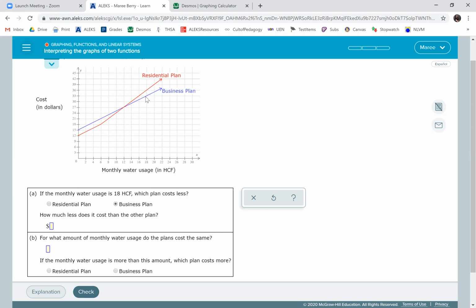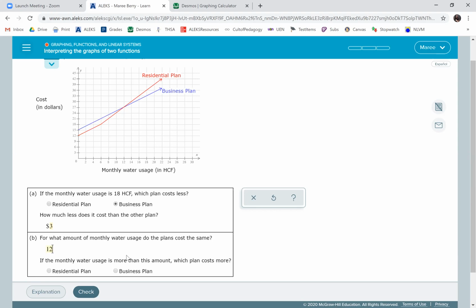How much less? So we're going to have to subtract these two. So I got to go across. It's 36 minus 33, which is $3 less. For what amount of monthly water usage do the plans cost the same? So we're going to go down and it's going to be 12 HCF.